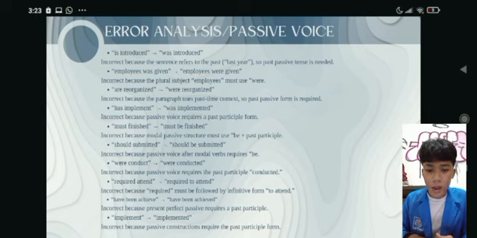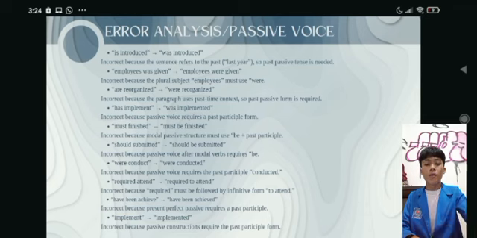And next, "required attend": the correct analysis is "required to attend", because "required" must be followed by the infinitive form "to attend". And next, "have been achieve": the correct analysis is "have been achieved", because the present perfect passive requires a past participle. And for the last, "implement": the correct analysis is "implemented", because the passive construction requires the past participle form.